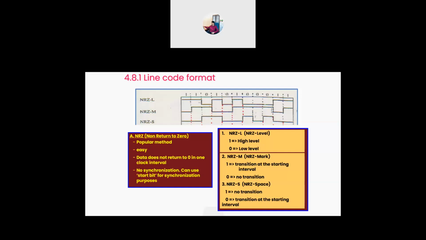So this is just a brief overview. Now the next part is we're going to go into a bit more detail on the formatting. So for line coding, you have NRZ-L, NRZ-M, and NRZ-S.